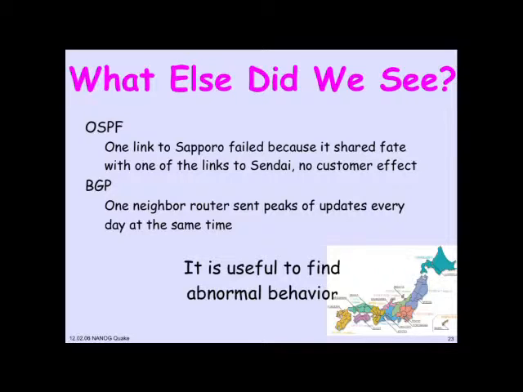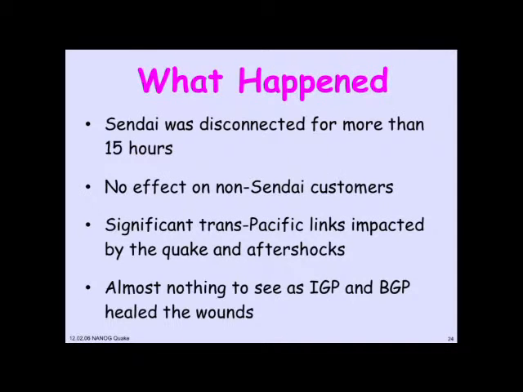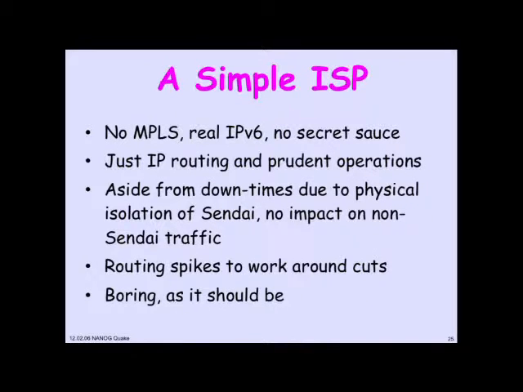We don't actually look at our routing. So Sendai was disconnected for more than 15 hours. No effect on any other customers. Transpac links were impacted by the quake and aftershocks, but BGP and IGP healed it. By the way, we're a simple ISP, no MPLS, real IPv6 for about 14 years now. We have no secret sauce. Just IP routing, over-provisioning, prudent operations.